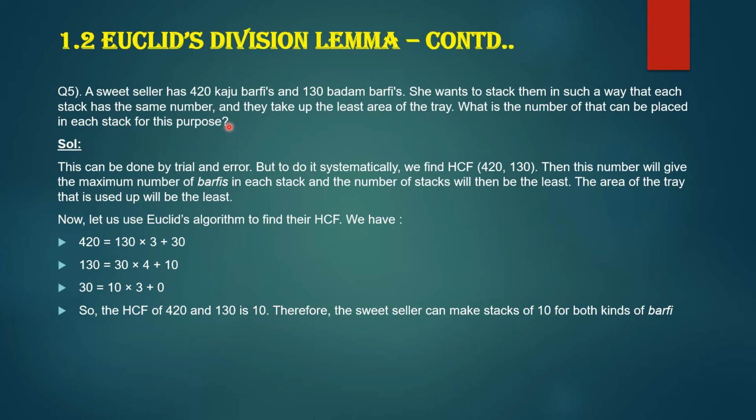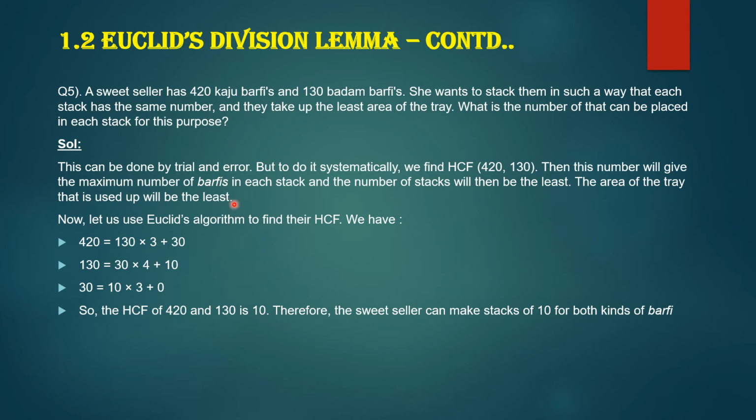Okay, so you understand the requirement of the seller. The seller wants to stack them in a way that each stack has the same number. So stack is like stack 1, stack 2, stack 3, stack 4. Every stack should have the same number of sweets. So how are you going to find it out? Very easy. You just need to find the HCF of the two numbers A and B.